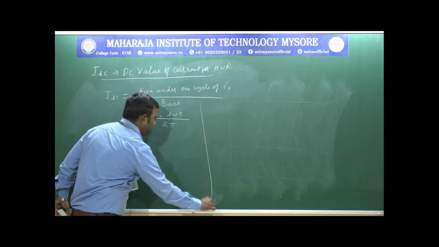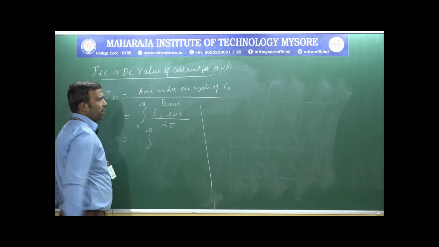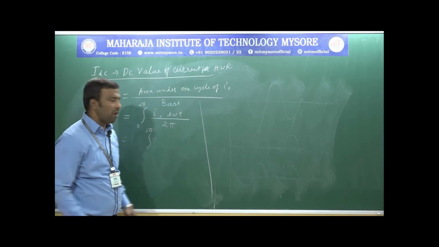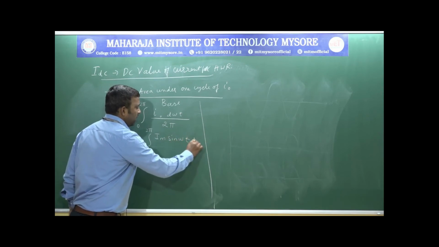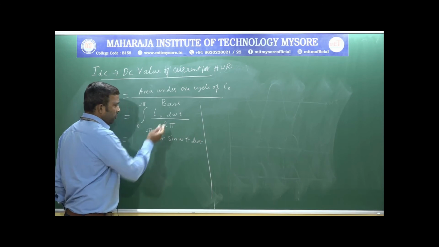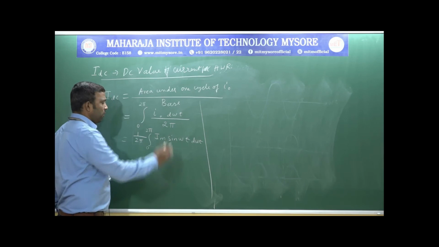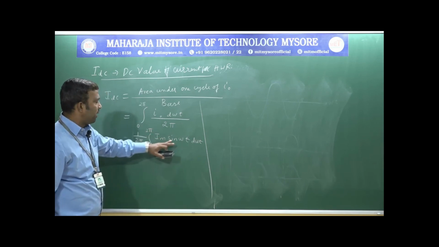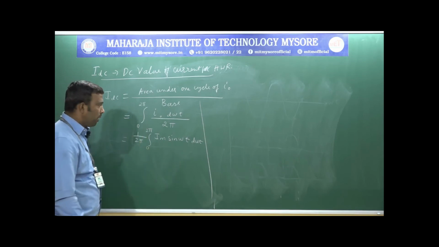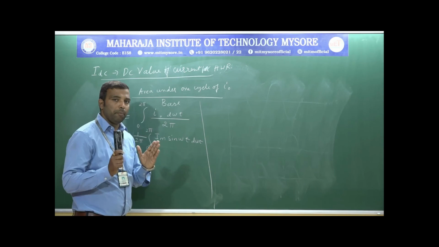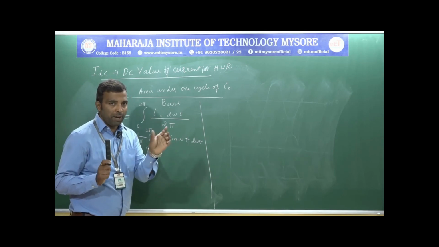I can write this as integration from 0 to 2 pi of I naught, where I naught is Im sin omega t, the standard form, Im sin omega t d omega t, with the constant 2 pi taken outside. I can write this as 1 by 2 pi into the integration from 0 to 2 pi of Im sin omega t d omega t. But you observe from the waveform that the output is obtained only for the positive half cycle or negative half cycle, which is the 0 to pi values.